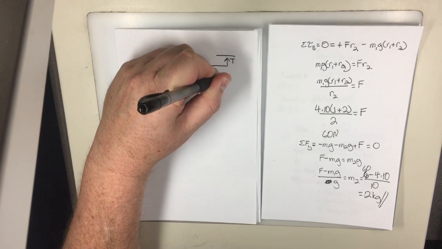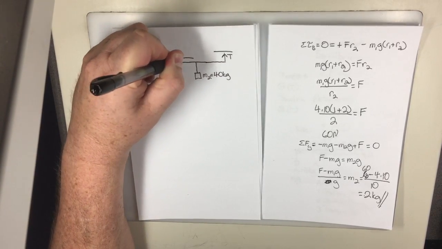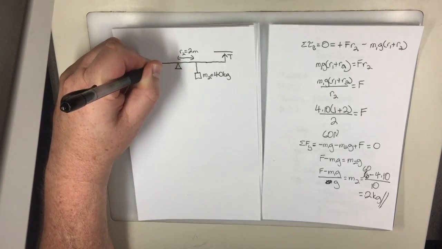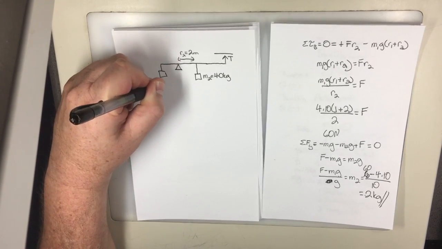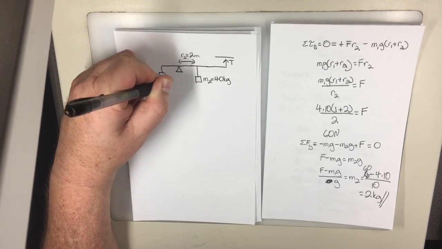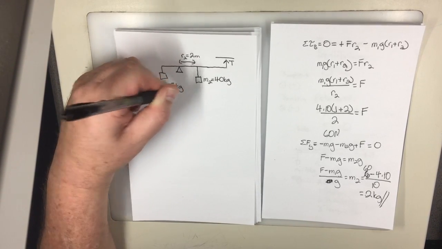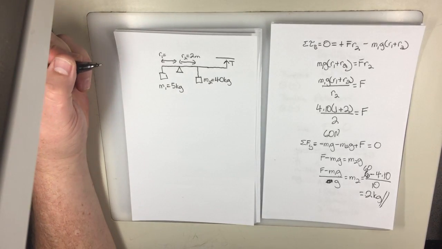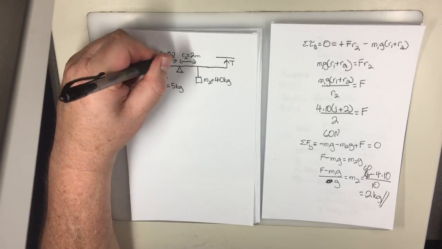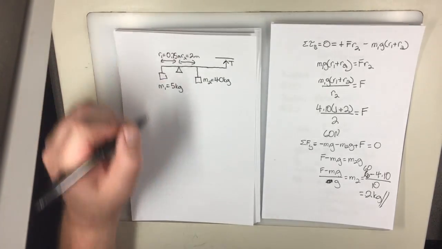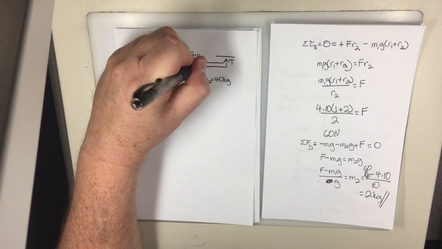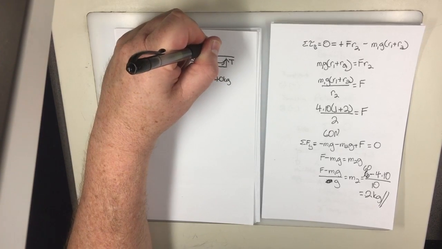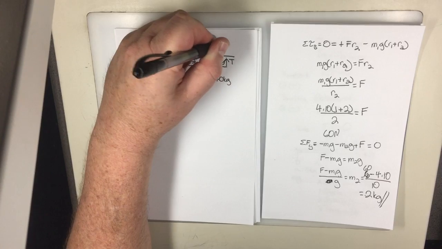M2 is 40 kilograms. That distance is R2, which is 2 meters. This one is M1, which is 5 kilograms, and its distance R1 is 0.75. Make it a little more interesting. This distance over here, R3, is equal to 2.5 meters.